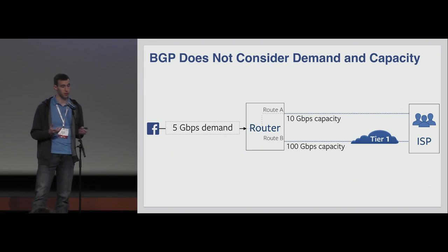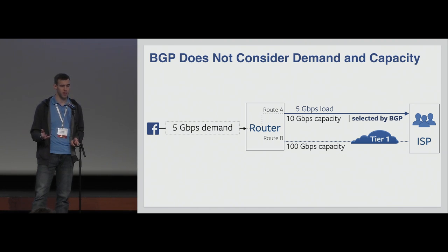We have here a simple example. Facebook on the left is trying to deliver 5 gigabits per second of traffic to the end users in the ISP on the right. Now our router is configured to use those short direct paths that we prefer. And so as a result, it puts all of that load onto that upper path and everything's fine.